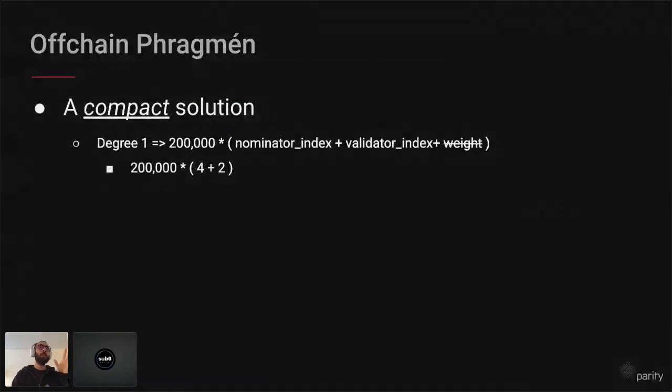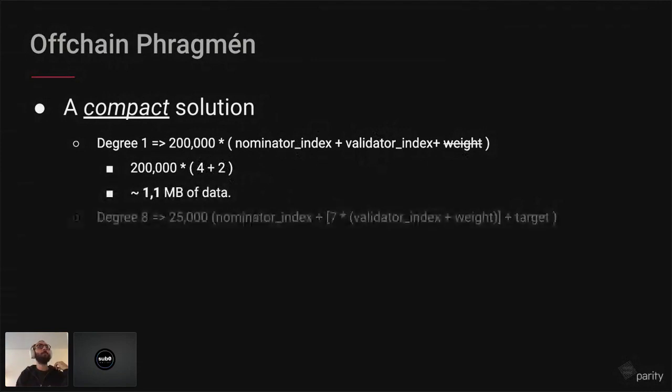So now let's do the same calculation, but for a compact solution. We have again 200,000 nominators, and each of them now, instead of the account ID, we have to encode the nominator index, which is 4 bytes, as mentioned, and a validator index, which is 2 bytes. And as I mentioned, if each nominator is only voting for one validator, we don't encode the weight. It's obvious. It's 100% of their stake. And the number is way better. It's 1.1 megabyte.